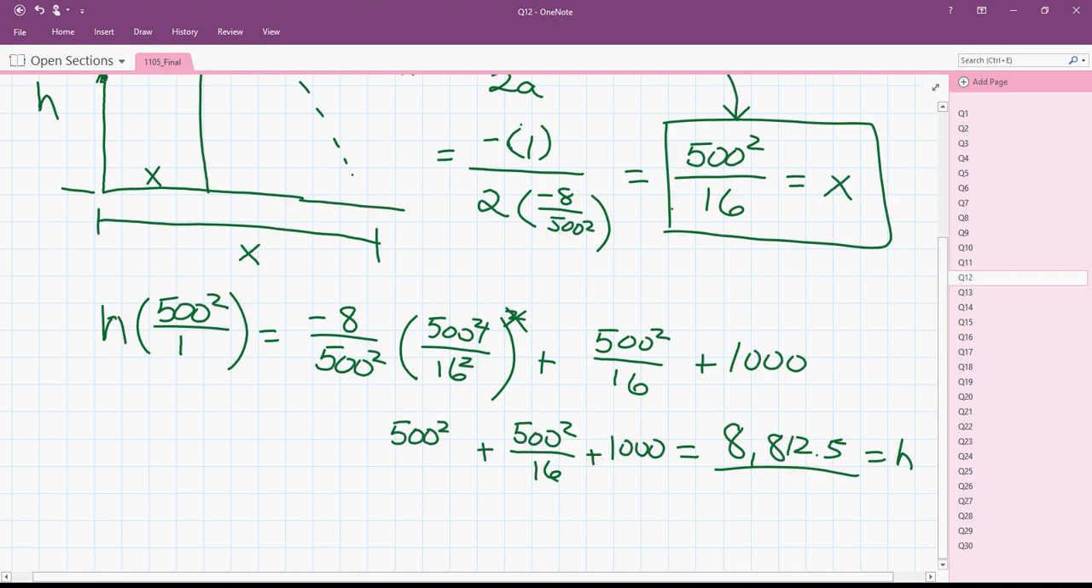So you just put down the 8 over 500 squared? Yes, this is from your original equation. How do you get 500 squared? It would be x squared. So we're squaring that value, the 500 squared over 16. If we square that, it becomes 500 to the fourth divided by 16 squared.